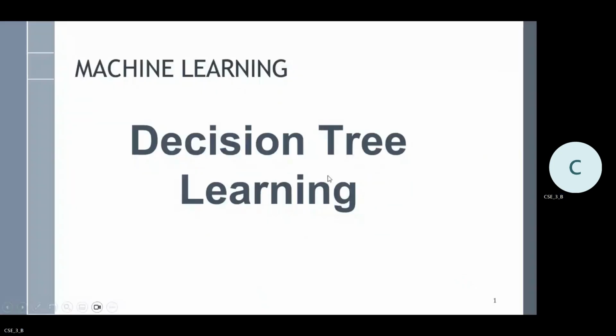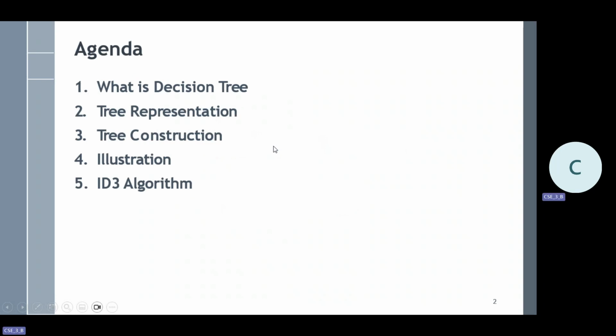Sarah, let us go through a major machine learning approach under supervised machine learning, that is decision tree learning. First we understand what a decision tree is, tree representation, tree construction and its illustration, and one of the popular machine learning decision tree approaches, that is the ID3 algorithm, the Iterative Dichotomiser algorithm.